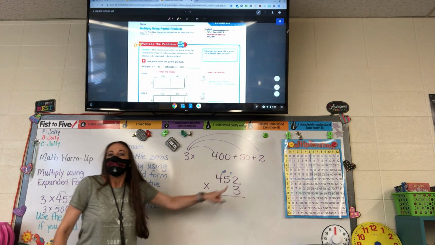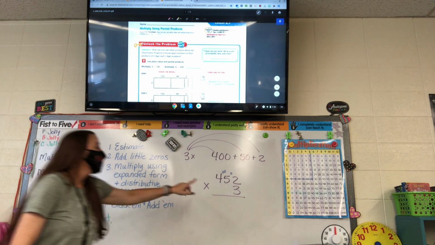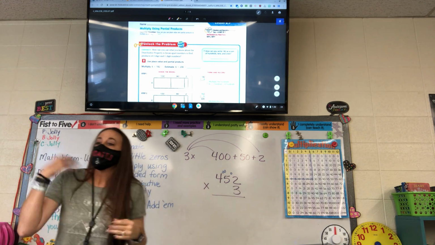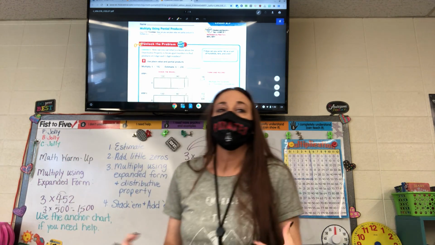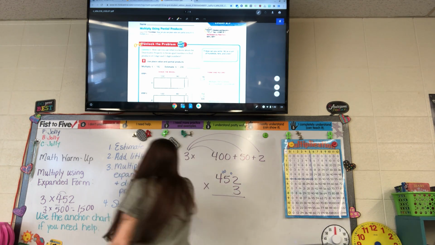A truck driver, and he's going to distribute to each of these numbers. I'm telling you this story to help you see how this concept works. Okay, so here we go.